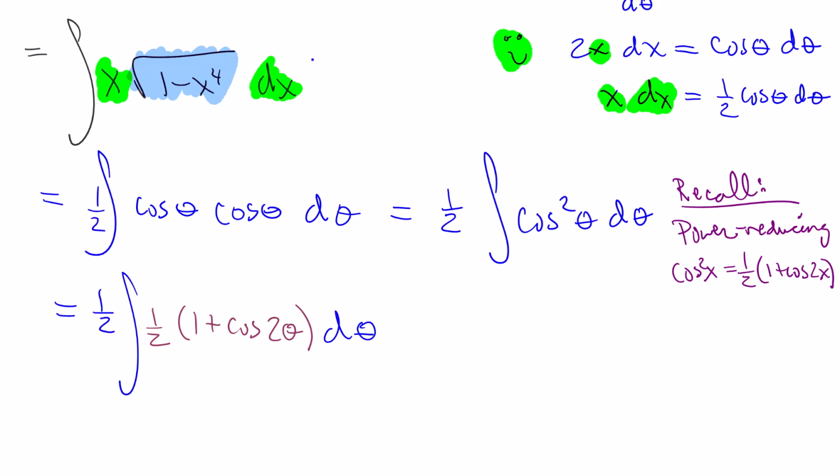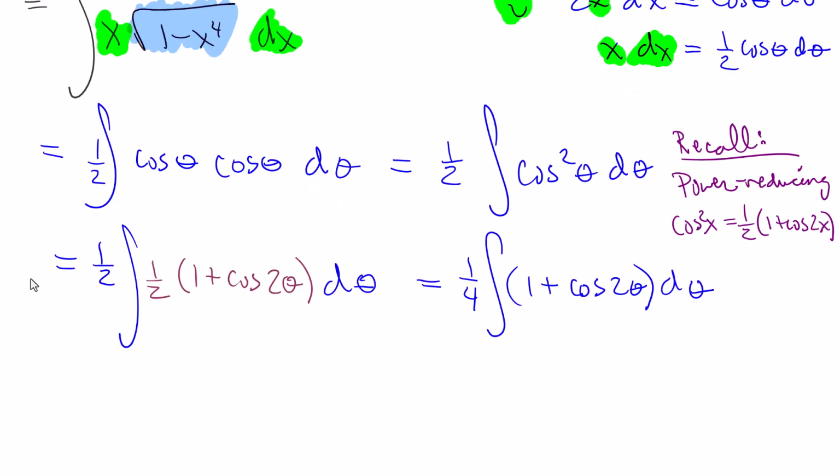So let's proceed. If I take this a step further, let's see, I'm running out of space. I'll write this as 1/4. If you multiply those 1/2s together, you'll get a 1/4 times the integral of, I'll put it in parentheses, 1 plus cosine of 2 theta d theta. Well, this is something that is doable. Let's proceed a little bit further. See if I can squeeze it all in here.